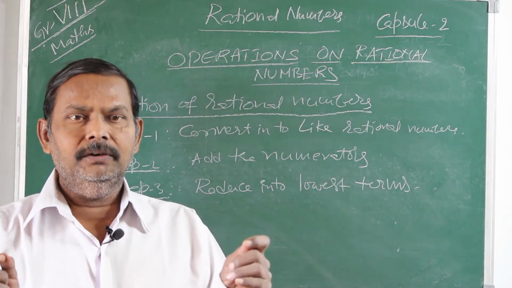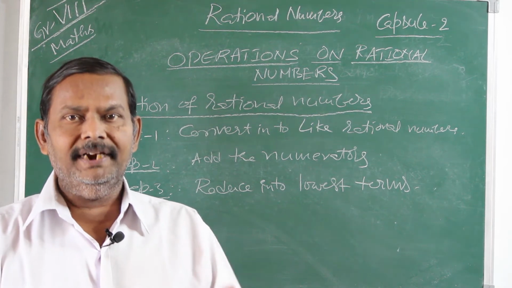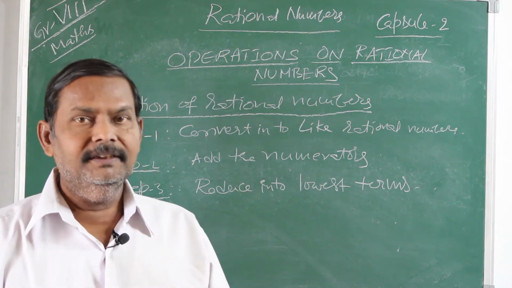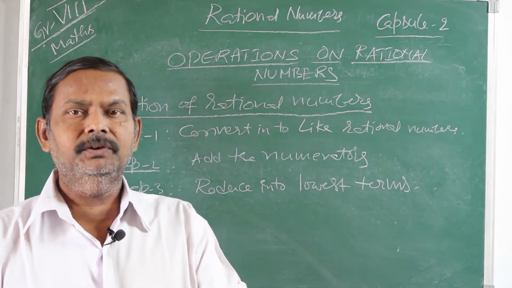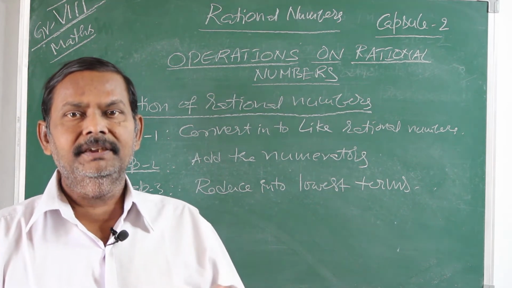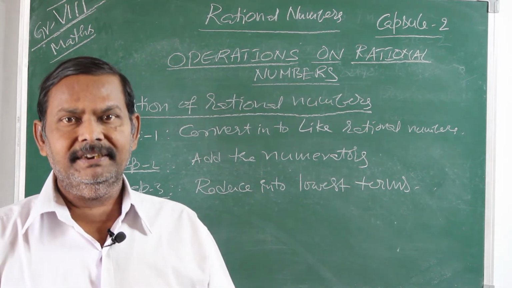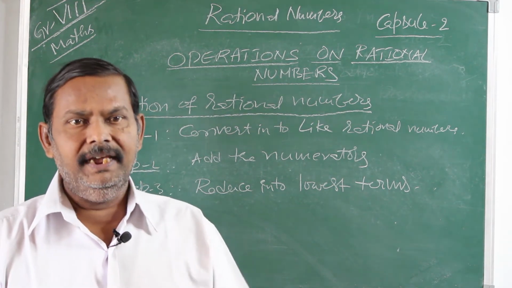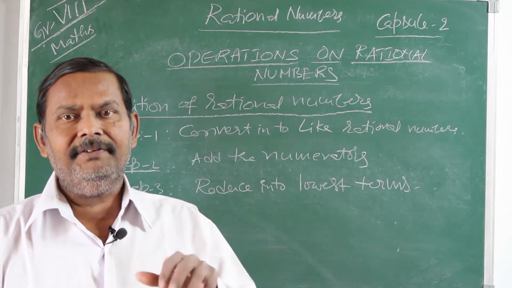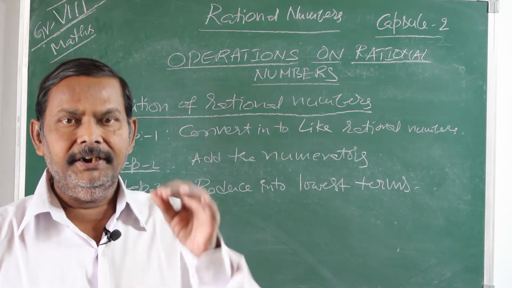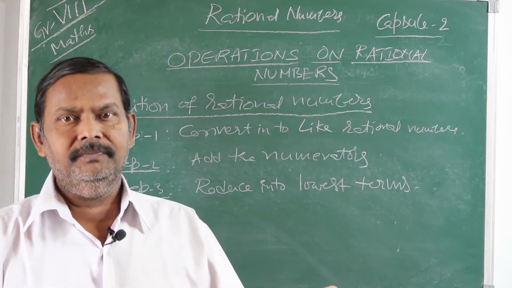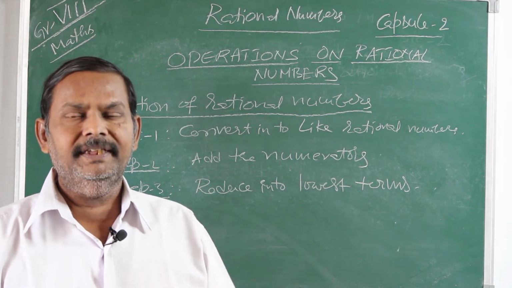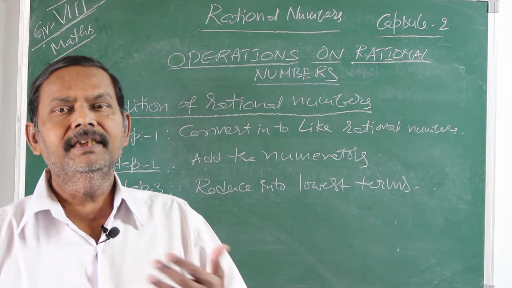If you are given two rational numbers, to add them we have to follow three steps. Step one is to convert the two rational numbers into like rational numbers, which means you should equate the denominators. After equating the denominators, add the numerators, and then reduce the rational number to its lowest form. That is the addition of two rational numbers. If you follow these three steps, the addition of rational numbers will become very easy for you.